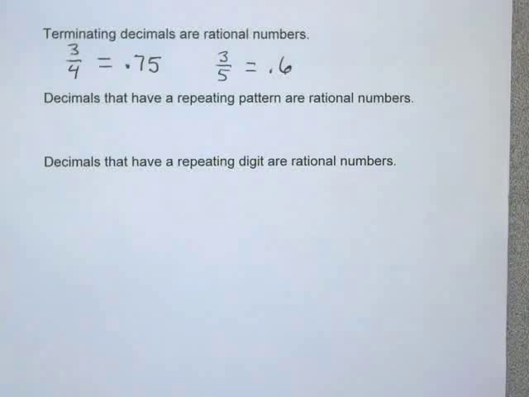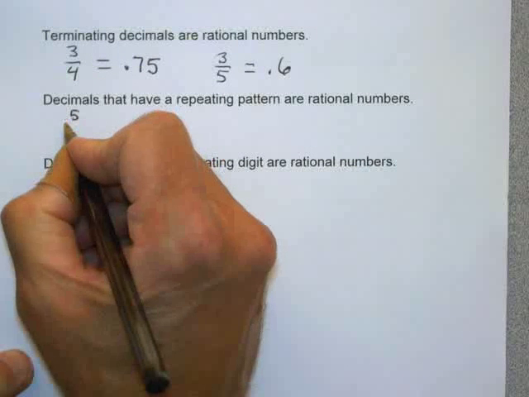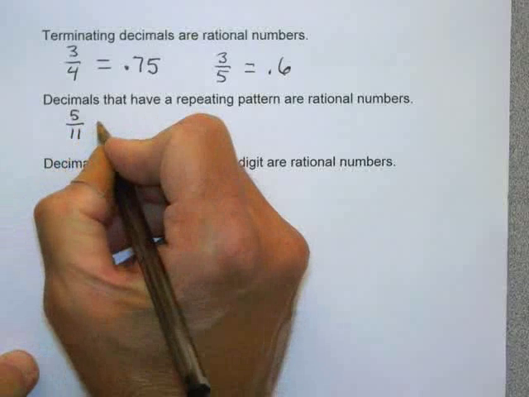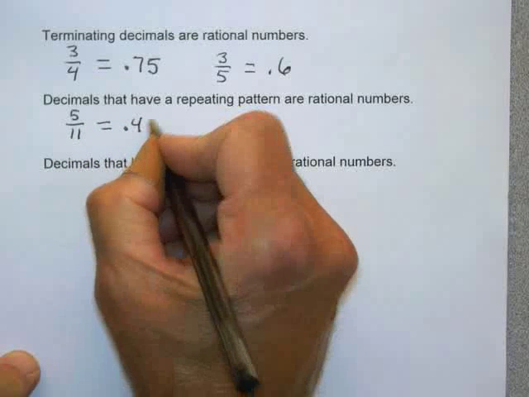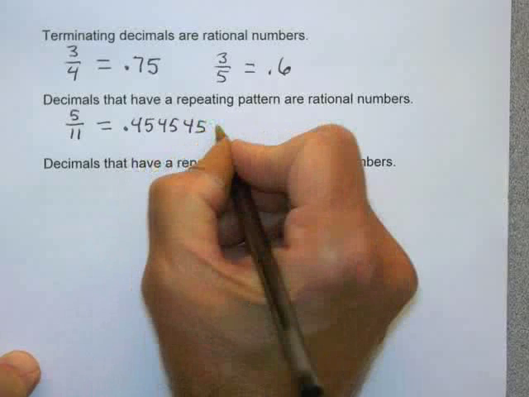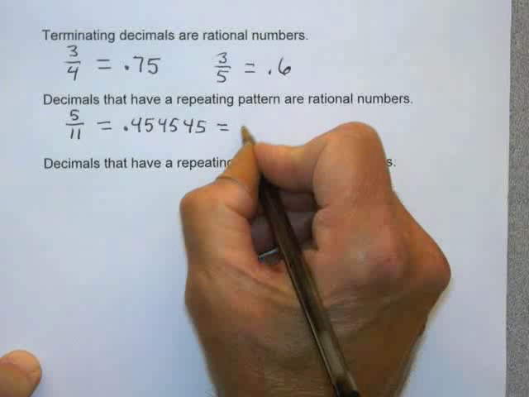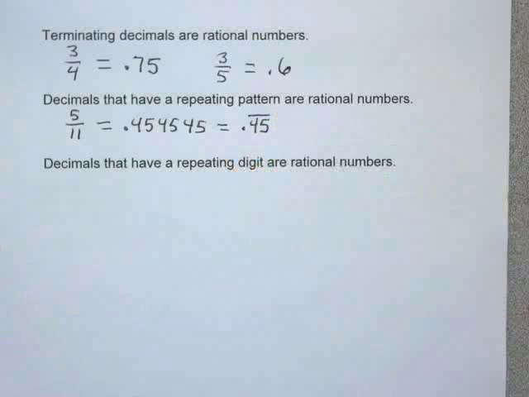Another form of decimal number that is a rational number would be something that would have a repeating pattern. Let's take a number like 5/11. If I take the number 5/11 and convert that into a decimal, I would see that it would create this pattern, 0.45, 45, 45, and I could write this decimal as 0.45 with a bar over it, indicating that this pattern repeats over and over and over again.